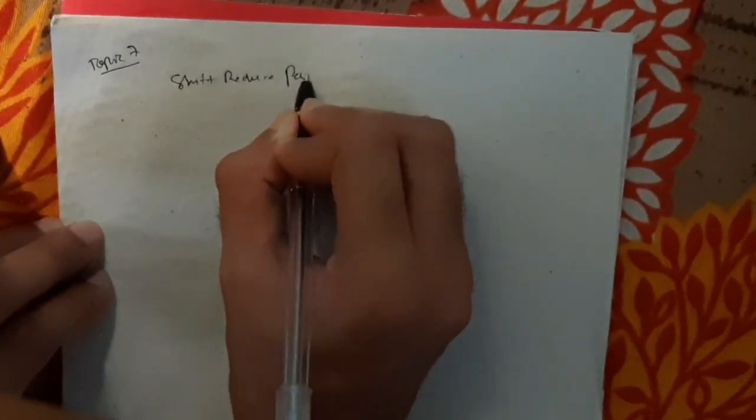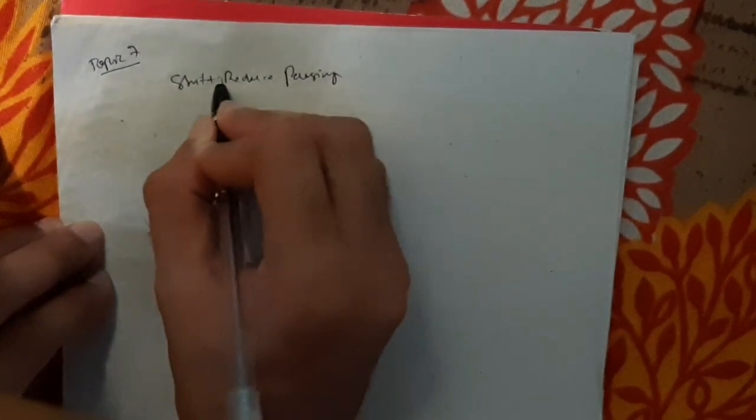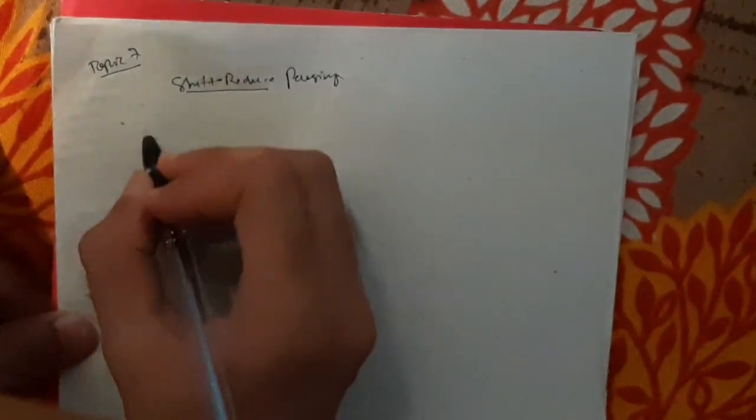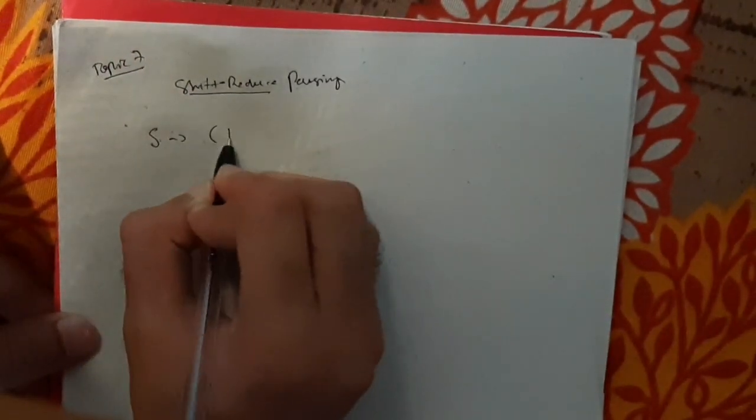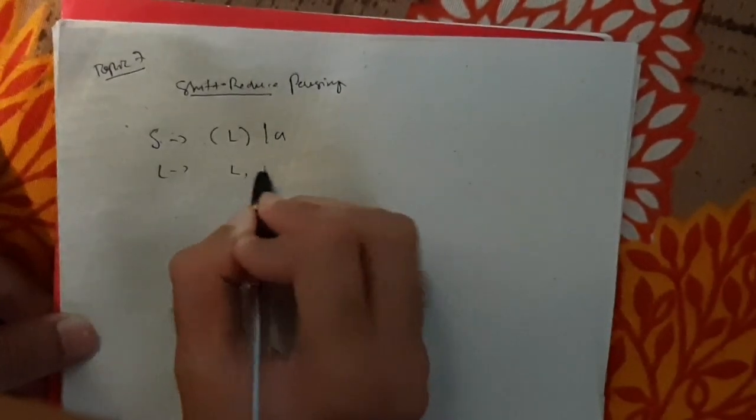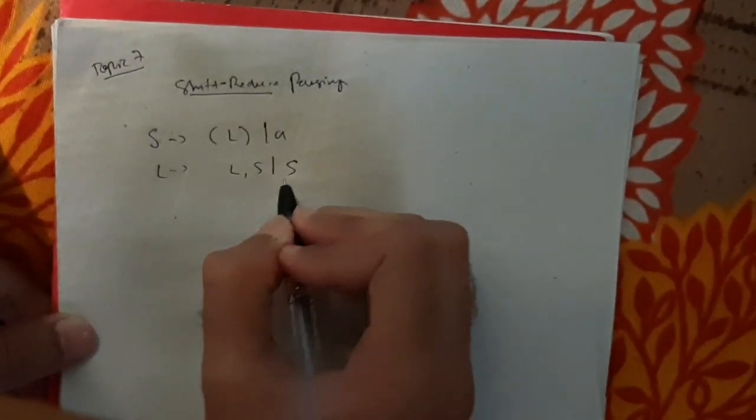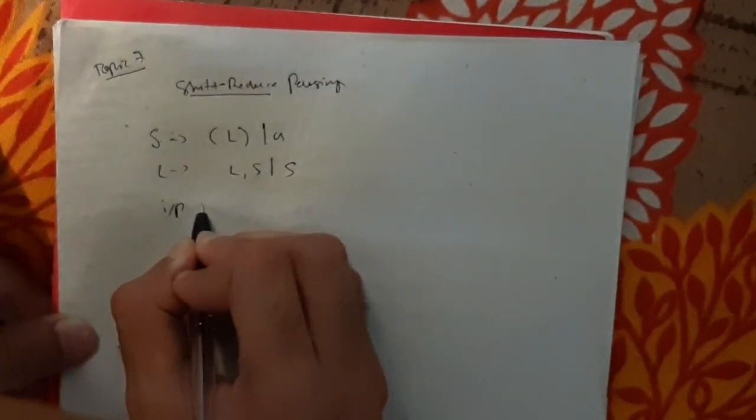So this is the last topic of this module, which is shift reduce parsing, and this is topic number, I guess, 7. Okay, so what is shift reduce parsing, that we will be discussing. There will be two things happening, shift and reduce. So the question can be as follows. Let's take an example question. L goes to L comma S, or S.